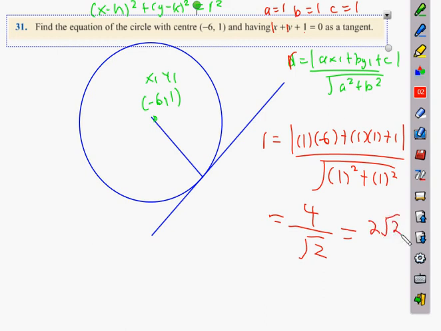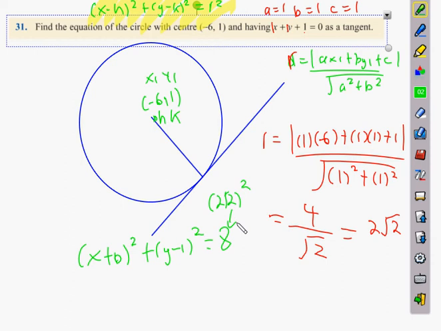Okay, going to use the formula for the circle that's up the top of the board here. So what we're going to do next is, that's h and that's k. So it's going to be x plus 6 squared plus y minus 1 squared equals 2 root 2 squared, which is going to get me 8. 2 root 2 squared gets you 8. Are you happy with that? Many people get it? Okay, majority.